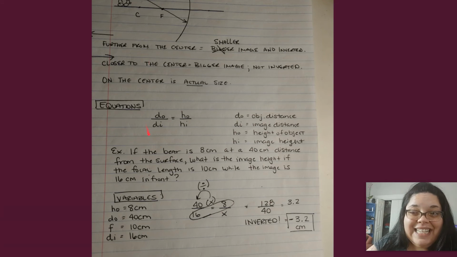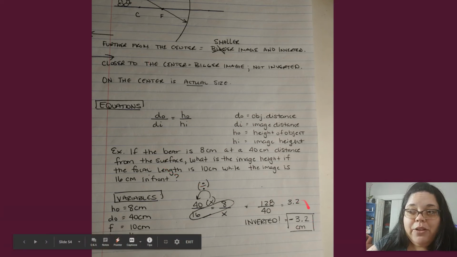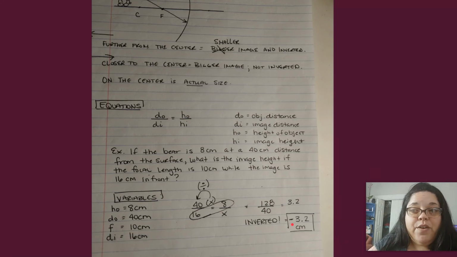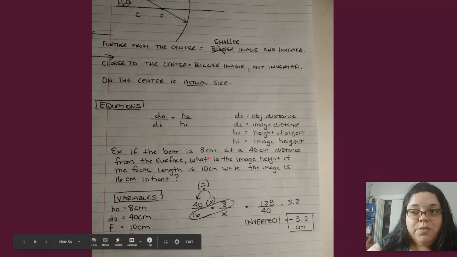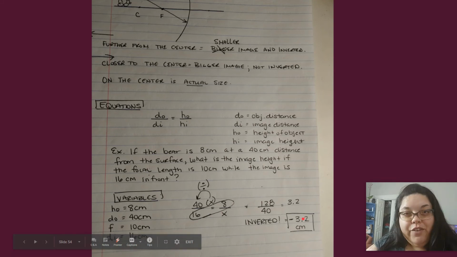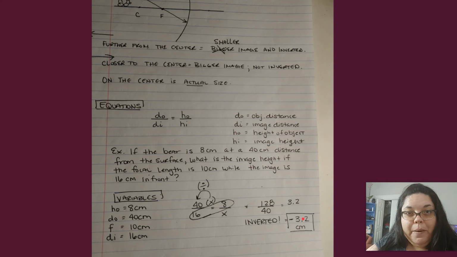If that's the case, and you're looking at a smaller image anyway, because the object is 8 centimeters and the image you get is 3.2, that must mean that it's inverted, which means you need to put a negative sign. If it was a bigger image, let's say greater than 8, then you would have a positive sign. But because it's a smaller image that's less than 8, you need to make sure you put the negative to represent that the image is actually inverted, or flipped upside down. All right.